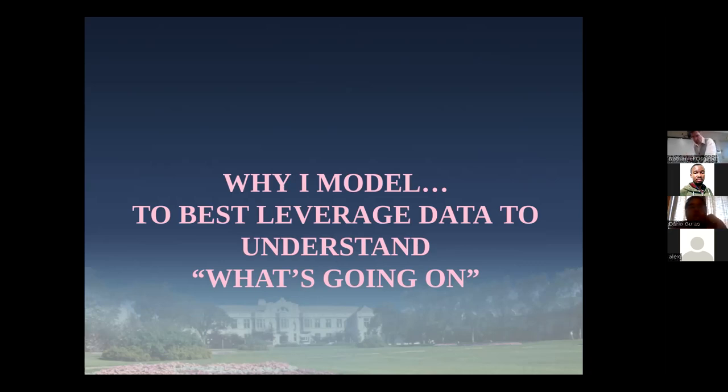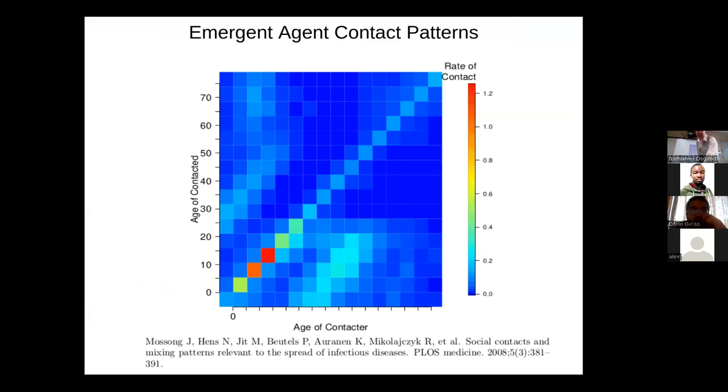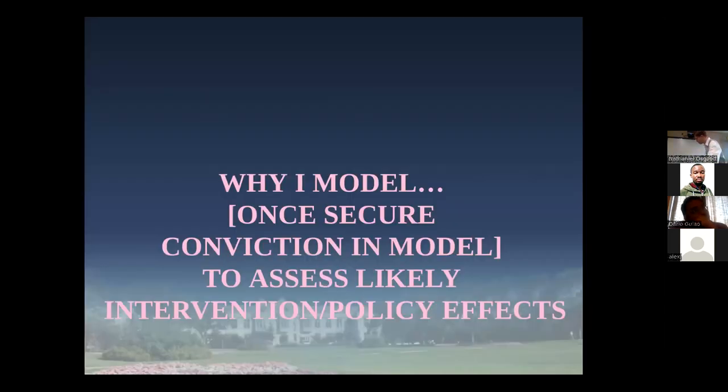Yet another reason we model is to best leverage data on what's going on in the world. We saw this earlier with a model that lines up with diverse types of data, for example, an age-specific contact matrix, which produces patterns generated by the model. In this case, a model which represents schools, households, homes, basically produces a mixing matrix that's quite similar to some empirical data sources.